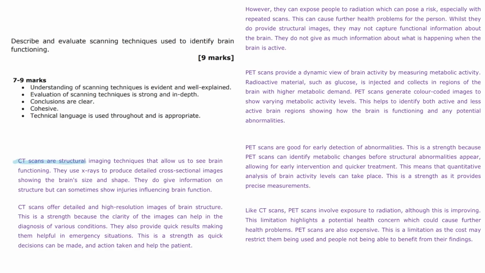CT scans are structural imaging techniques that allow us to see brain functioning. They use X-rays to produce detailed cross-sectional images showing the brain's size and shape. They do give information on structure, but can sometimes show injuries influencing brain function.